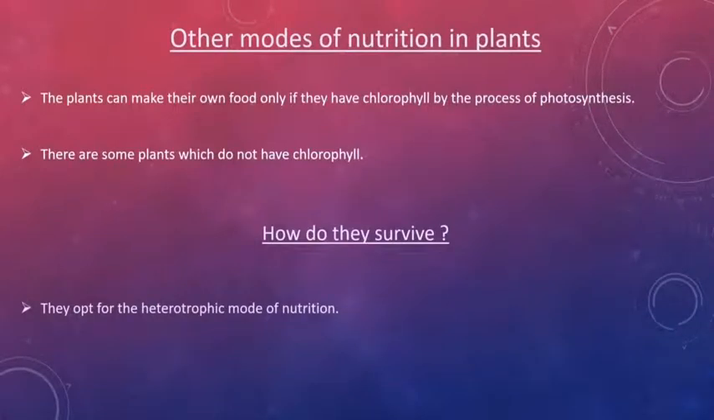The plants can make their own food only if they have chlorophyll, by the process of photosynthesis. But there are also some plants which do not have chlorophyll. So how do they survive? They opt for the heterotrophic mode of nutrition.